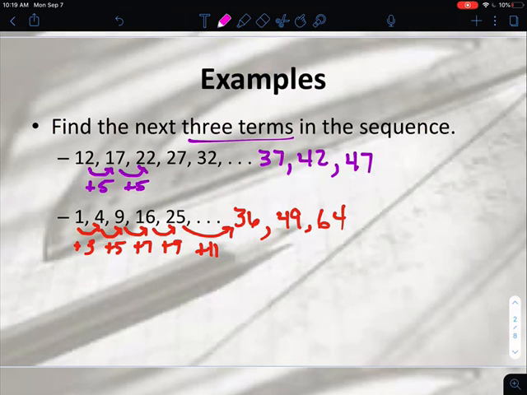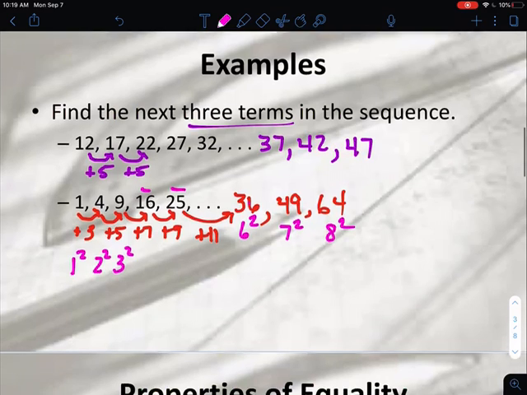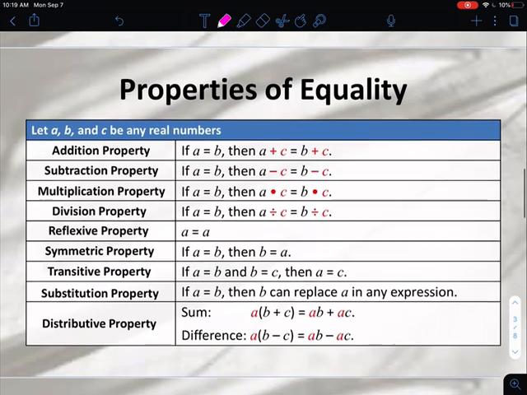Now, others of you might recognize that these numbers are actually special numbers. They're called perfect squares. So that first term, 1, is just 1 squared. 4 is 2 squared. 9 is 3 squared. And so if we continue that pattern, we have 4 squared, 5 squared, and then our next terms would be 6 squared, 7 squared, and 8 squared, which would be 36, 49, and 64. So there might be more than one pattern to a given sequence. You just have to figure out the pattern you know and then apply that pattern to get those next terms.